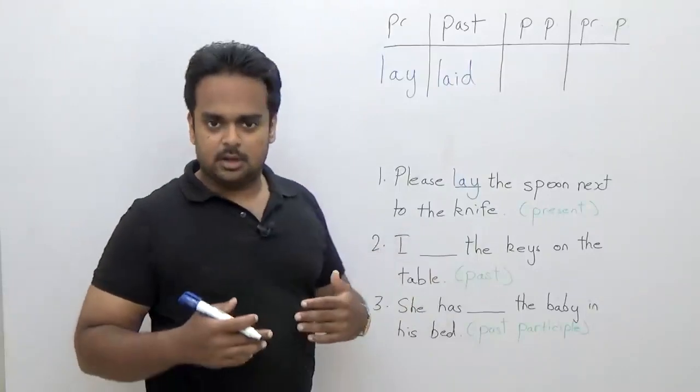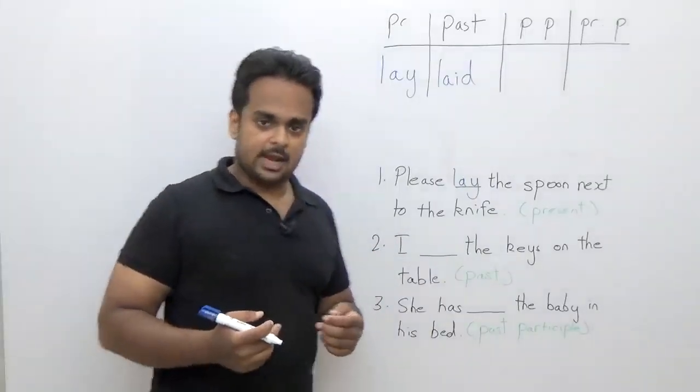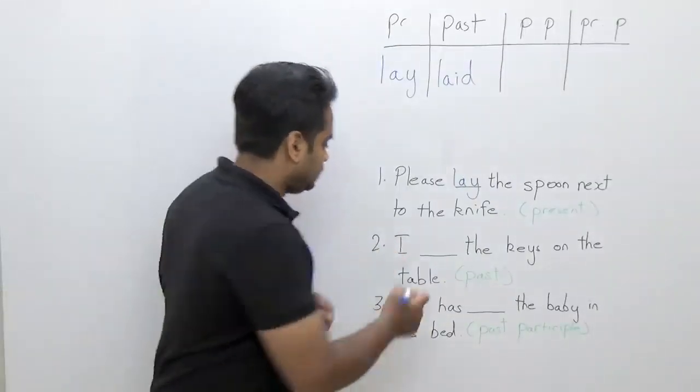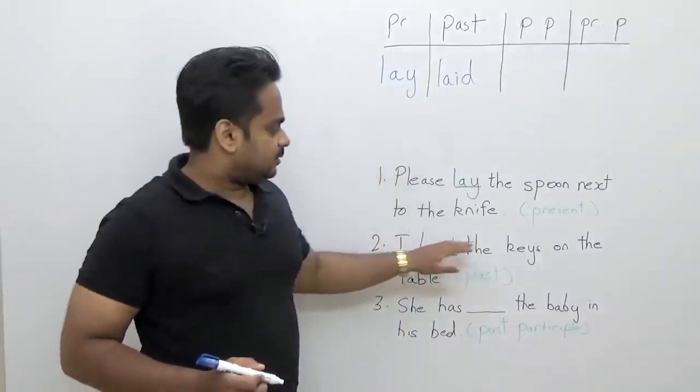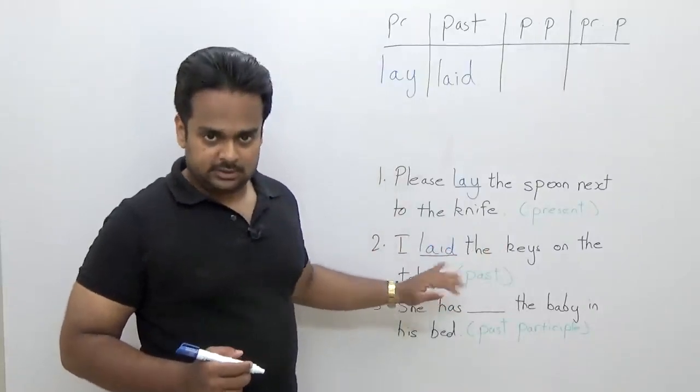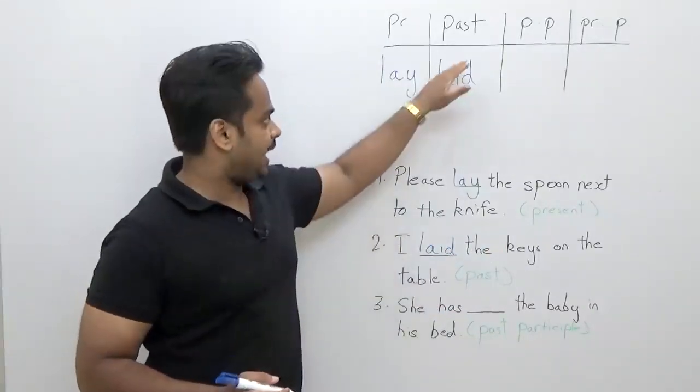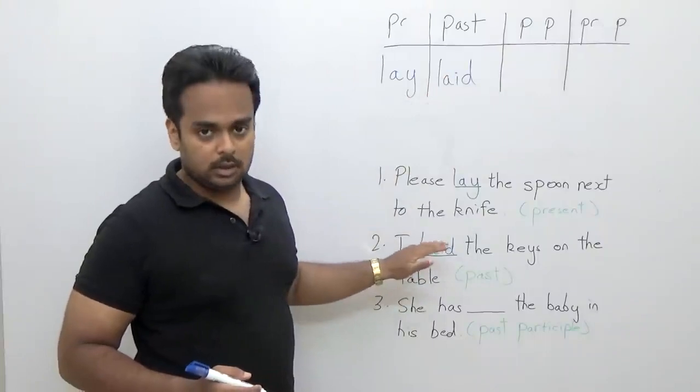Let's say this happened yesterday. Yesterday I got home and I laid the keys on the table. This happened in the past, and we're using the past tense form of the verb lay.